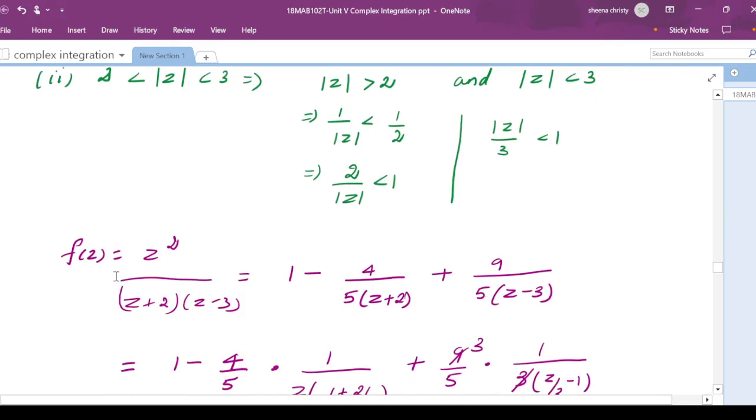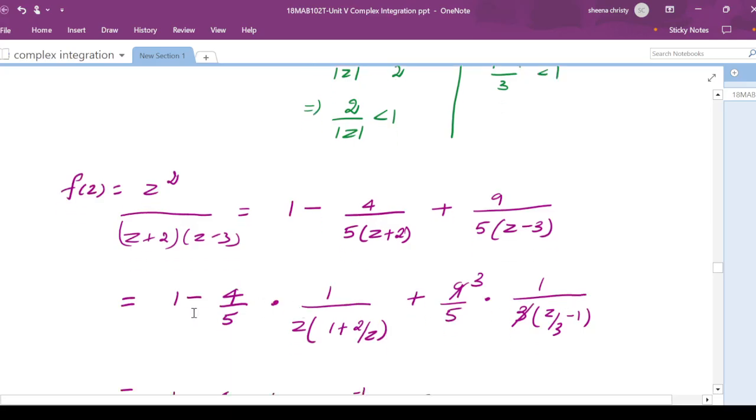Here you can see f of z equal to z square by (z plus 2)(z minus 3). We are having 1 minus 4 by 5 into (z plus 2) plus 9 by 5 into (z minus 3). So here you are having z plus 2, therefore this region we are going to apply for this part. And z minus 3, we are going to apply this region for this part. So if you want to apply this 2 by mod z, you have to take z outside from this term. From the second term, you have to take 3 outside.